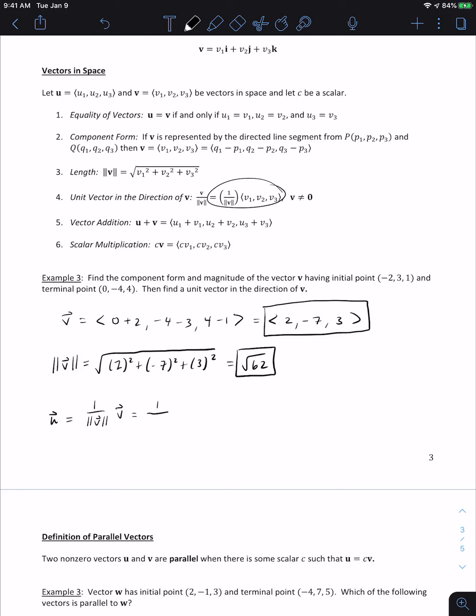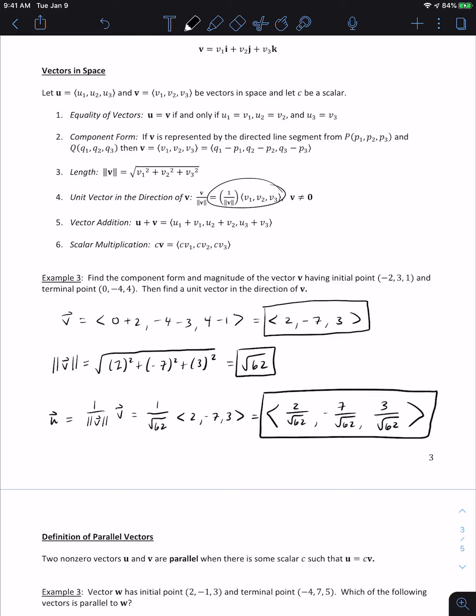So the magnitude here was radical 62. So 1 over radical 62 times the vector 2, negative 7, 3. Scalar multiplication, we just bring that 1 over radical 62 on the inside. So I get 2 over radical 62, negative 7 over radical 62, and 3 over radical 62. So kind of an ugly vector, but that is our unit vector in the direction of v.